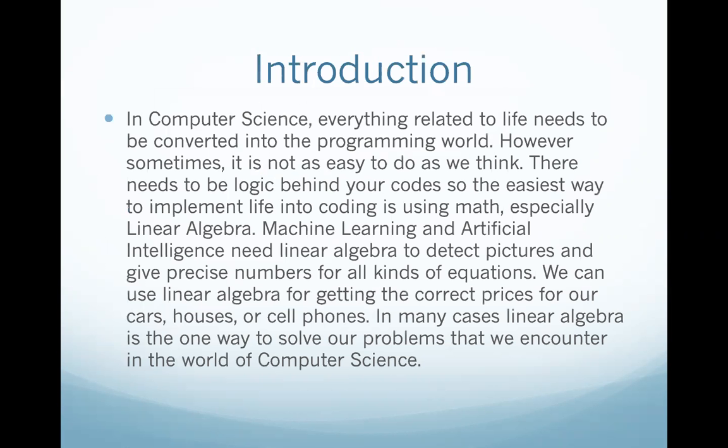As an introduction, in computer science, everything related to life needs to be converted into the programming world. However, sometimes it's not easy. There needs to be logic behind it. So the easiest way to get this logic is using math. Especially linear algebra: machine learning and artificial intelligence need linear algebra to detect pictures, give precise numbers, or give probability numbers. We can use linear algebra for getting correct prices for our cars, houses, cell phones. In many cases, linear algebra is the one way to solve our problems.